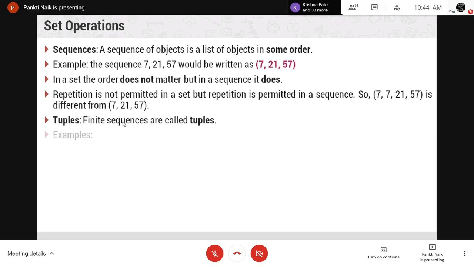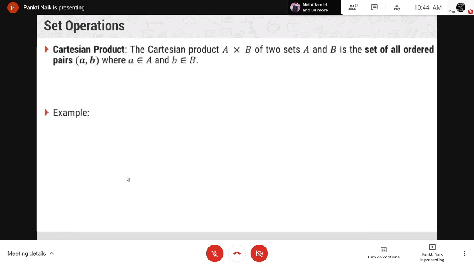Now, tuples. Finite sequences are called tuples. For example, 7, 21 is a 2-tuple, 7, 21, 57 is a 3-tuple, and 7, 21, up to k elements is a k-tuple. However many elements there are, that number becomes the tuple number.